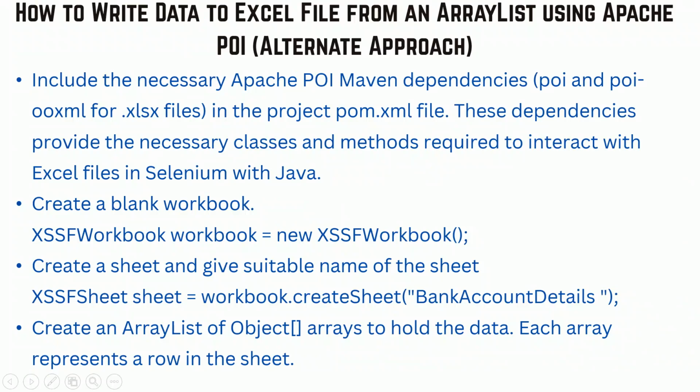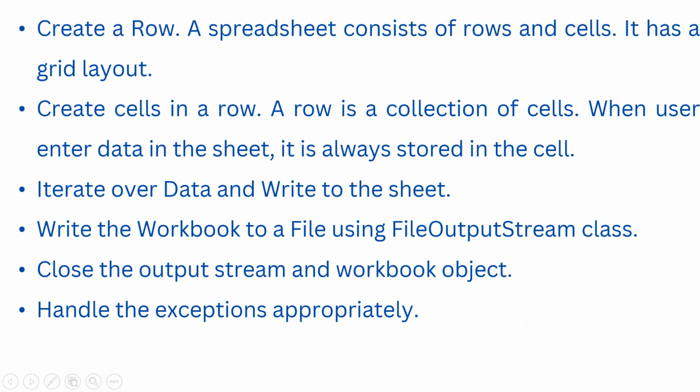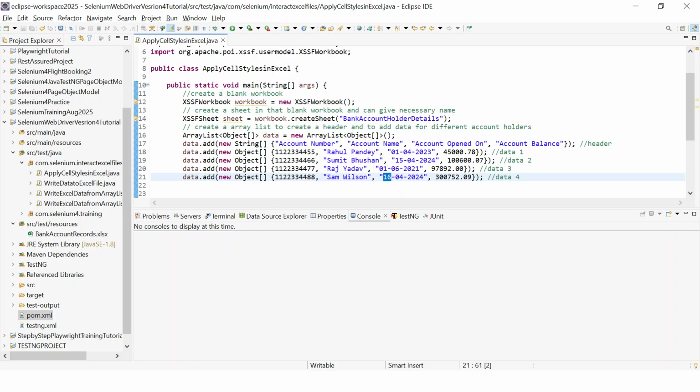Now what is the step we need to follow? We need to create a row and create a cell. So we need to iterate over the data and write to the sheet. Inside that we will create a row and create a cell.